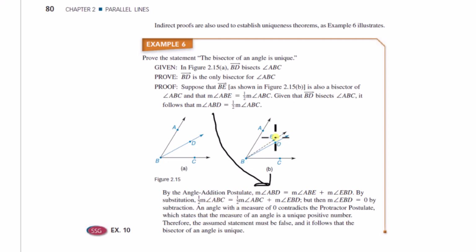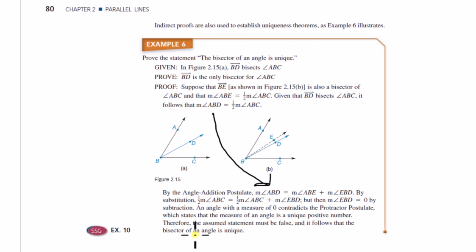And angle EBD being 0 doesn't make any sense, because then we wouldn't have two unique rays. Technically this contradiction comes from the protractor postulate, which stated that the measure of an angle is a unique positive number. In other words, there's clearly some angle here that's not 0. That's what they're saying. There has to be. So, therefore, there's a contradiction, and so that proves the original conditional statement.